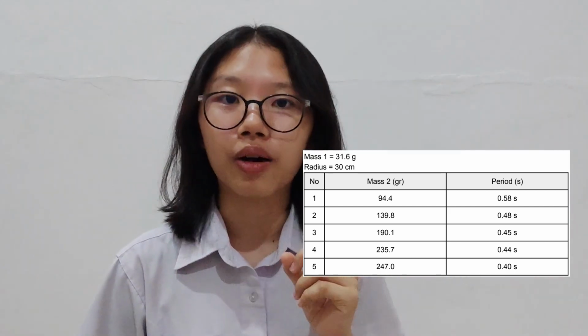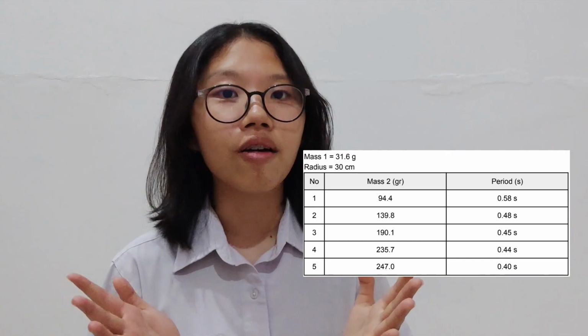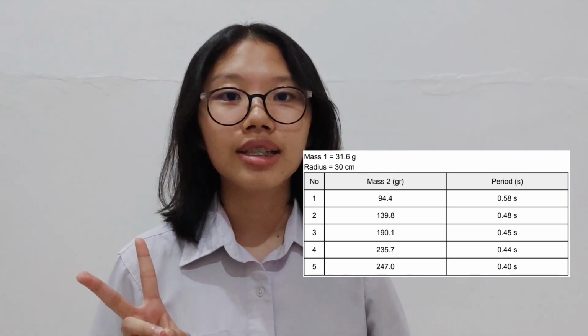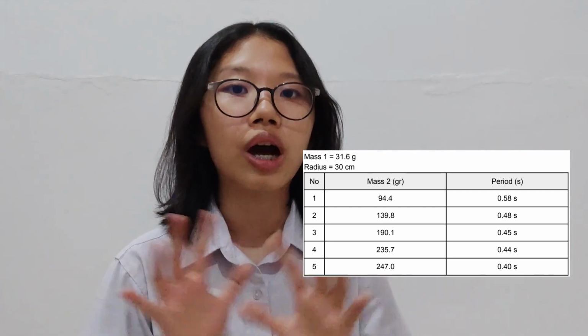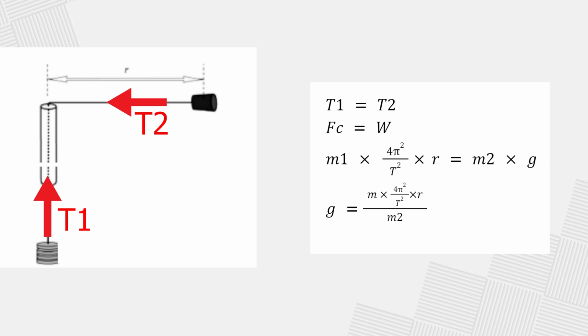Above the tables are mass 1, which is the mass of the rubber stopper, and radius, which is the length of the string. Both of these are control variables, which means that they are kept constant throughout the experiment. In this experiment, since the length of the string doesn't change throughout the motion, we know that tension 1 is equal to tension 2. Therefore, we also know that the centripetal force experienced by mass 1 is equal to the weight of mass 2.